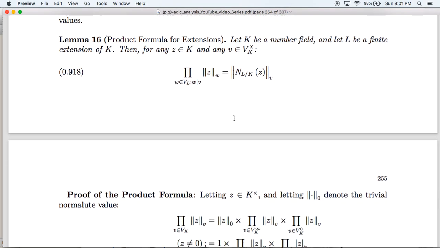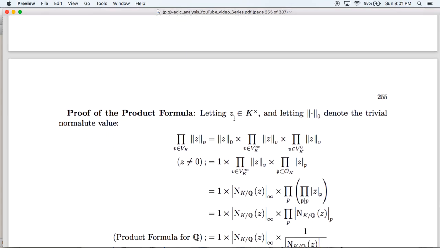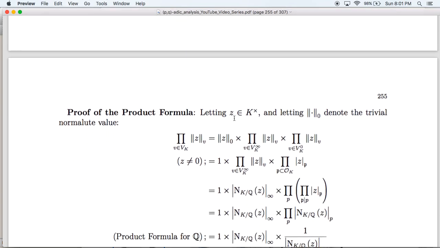And with this lemma, the proof of the product formula is wonderful. It's simply a matter of reducing the product formula for K to the product formula for Q by using the field norm of K over Q to go from Z in K to a rational number in Q. So here's the product formula over all the normalute absolute values. Here's our trivial absolute value, here's our Archimedean absolute values, and here's our non-trivial, non-Archimedean absolute values. Since Z is non-zero, this is 1.